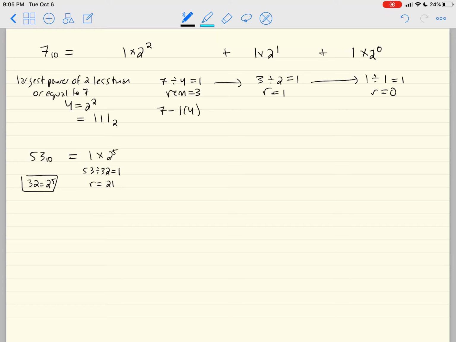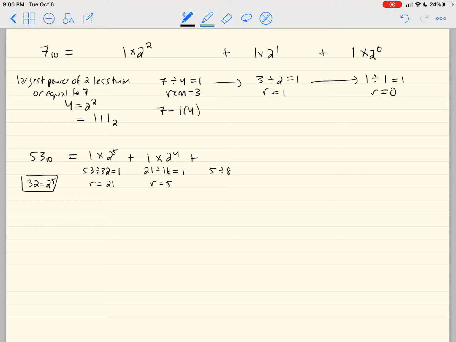So 1 times 2 to the 5th. Again, that's the quotient I'm lifting off. The remainder gets pushed to the next step. 21 divided by, and now I do the next smallest power of 2, which is 16. Quotient of 1, remainder of 5. So that gives me a 1 times 2 to the 4th. Quotient became the 1, remainder gets pushed to the next step.